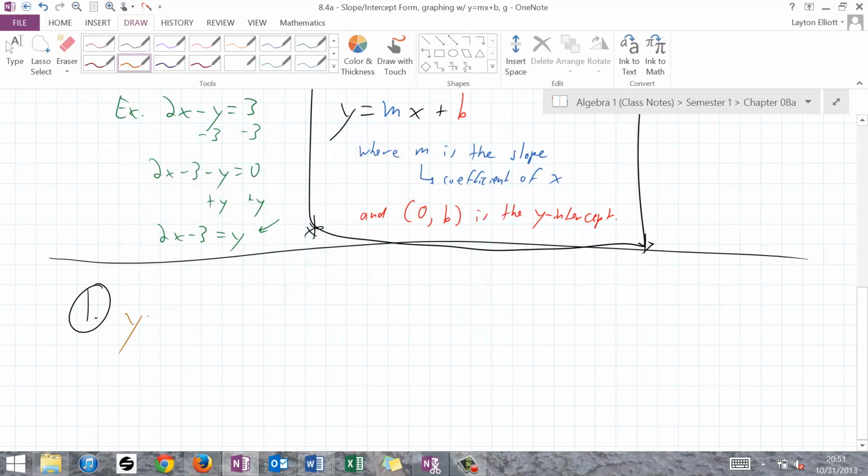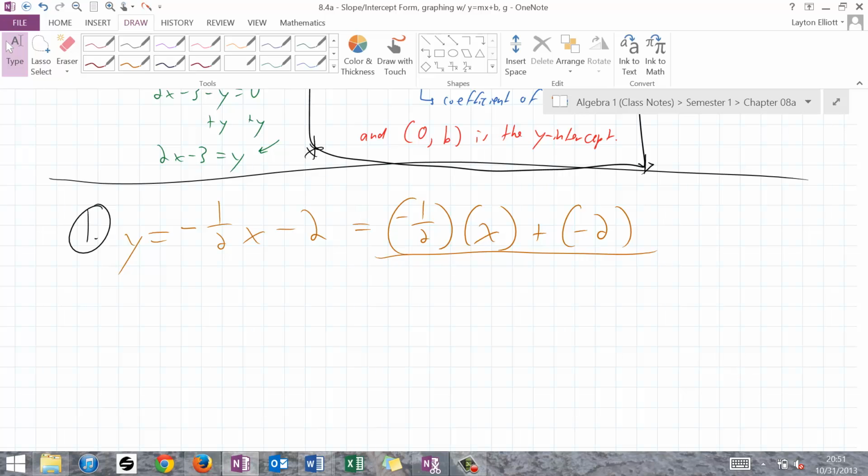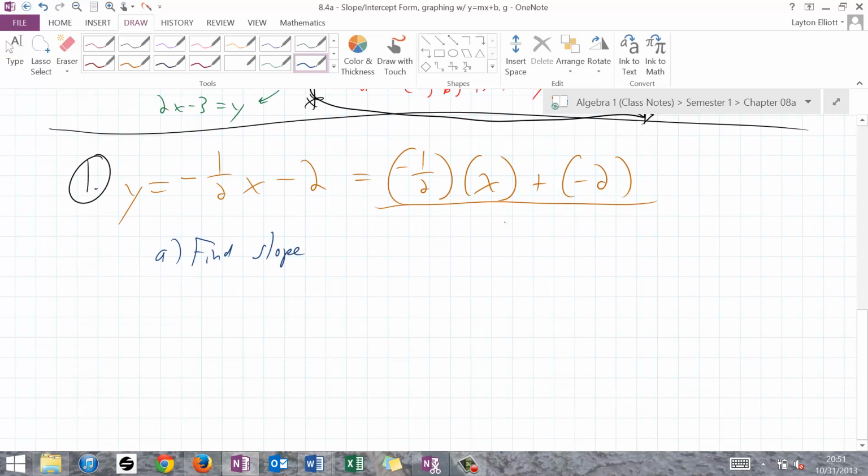So I've got y is equal to negative 1/2 times x minus 2. And I want to make this clear that this equation means negative 1/2 times x and then plus a negative 2. We're not always going to write it like this, but this is going to tell me what the different parts are. Your first step, step A, is to find the slope. So if I'm going to find the slope of this, I'm going to look for the coefficient of the x.